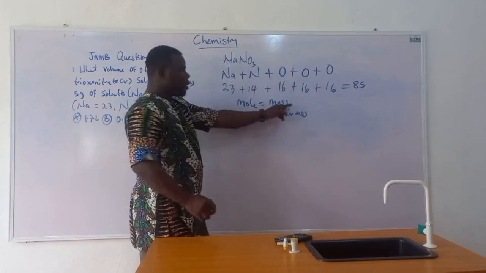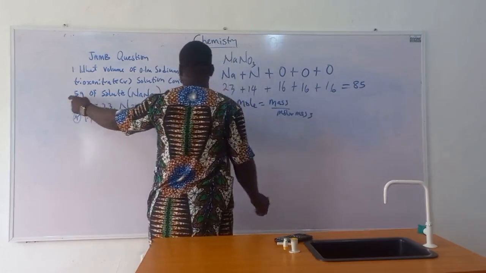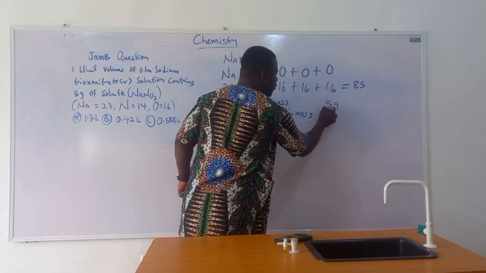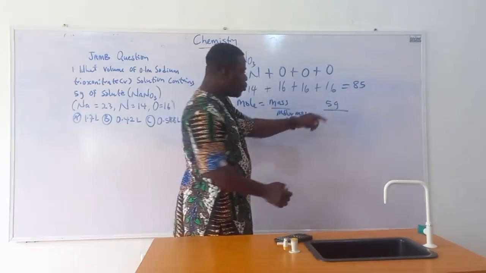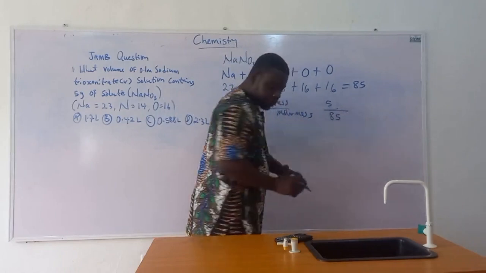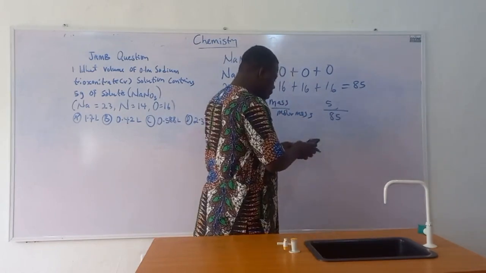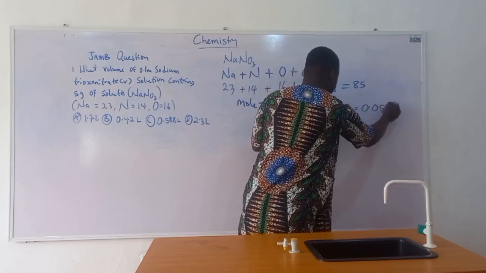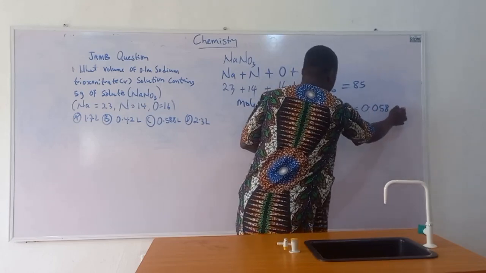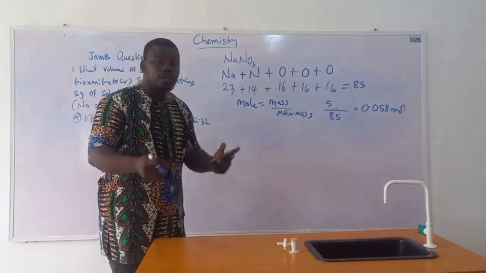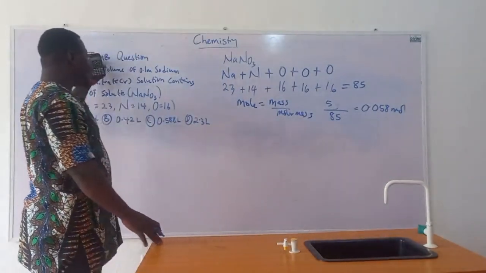Now, what is the mass from the question? The mass is 5 grams over, what is the molar mass, which we just calculated, is 85. So 5 over 85, 0.058 mole. But this is not what they ask us to calculate. What they ask us to calculate is volume, and they give us concentration.